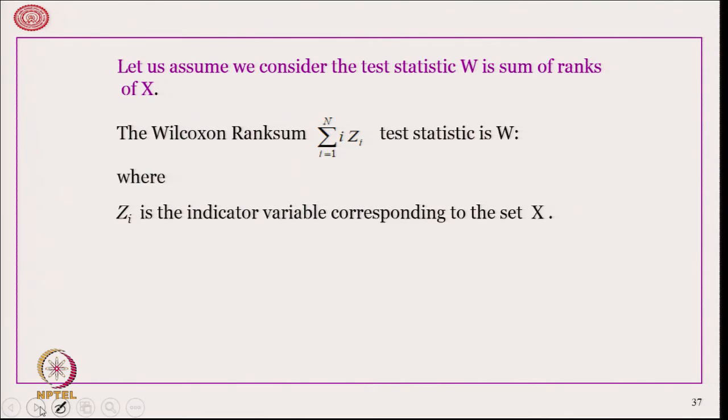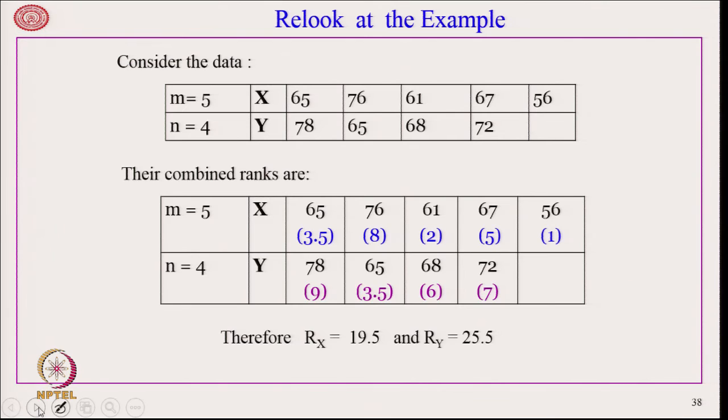So, let us consider the sum of ranks for x, that is R x. Therefore, the statistic W is equal to sigma i z i, because we have defined z i to be one when the observation is coming from x, and therefore, i z i summing over i equal to 1 to n is going to give us the Wilcoxon rank sum statistic R x. This we have already calculated. So, corresponding to this population, our statistic is going to be R x is equal to 19.5.